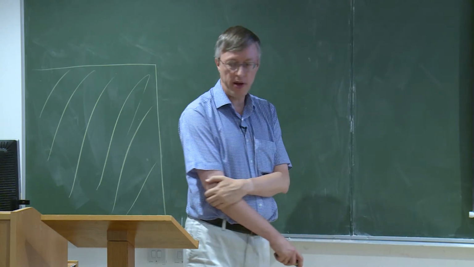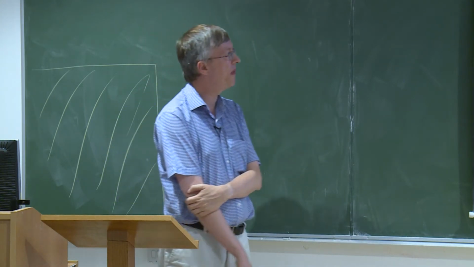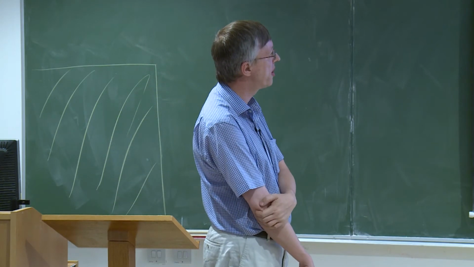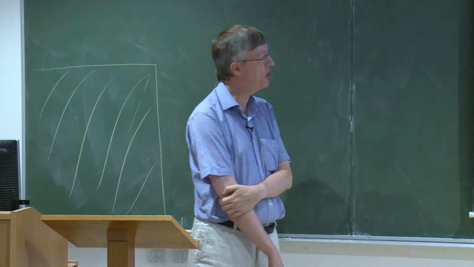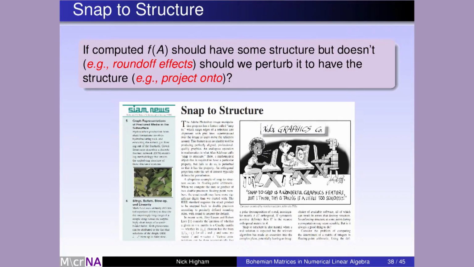And the final topic is again different and somewhat subtle. So the general question is, if we compute some function of a matrix and we know that there should be some structure there, but we don't actually quite get the structure because of rounding errors, or indeed some other errors, is it safe to perturb it back to have the structure? And perturbing back would typically be projecting back onto it.